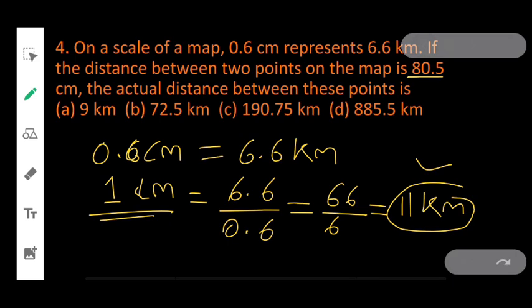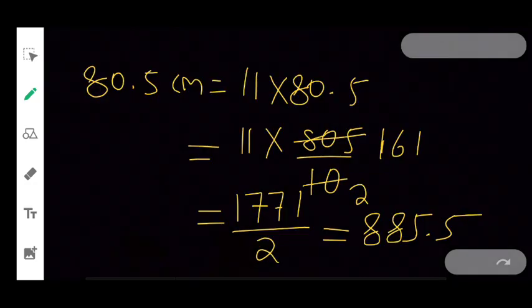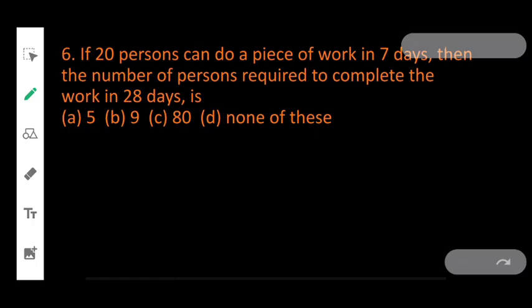So 80.5 centimeter represents option D, 885.5 kilometer. Okay, now the next question number 6. If 20 persons can do a piece of work in 7 days, then the number of person required to complete the work in 28 days is how much?